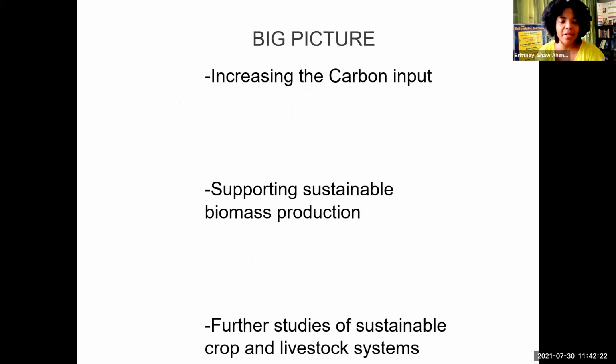Increasing the carbon input, continuing to support sustainable biomass production, serving as a means of renewable energy, playing a role in reducing greenhouse gas emissions by looking at the biomass production and using some of those factors in agricultural practices, and also continuing to study sustainable crop and livestock systems.